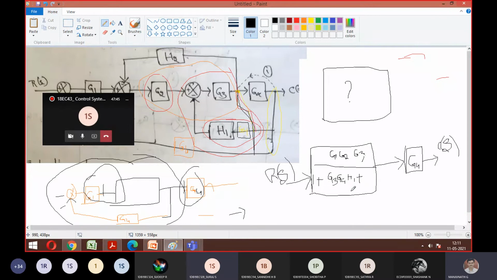So for that answer, just make a note that I need to do a cascade again with this G4. The only change is that I'm going to multiply this numerator with G4. That's all. So what is left out? That itself is the final answer.